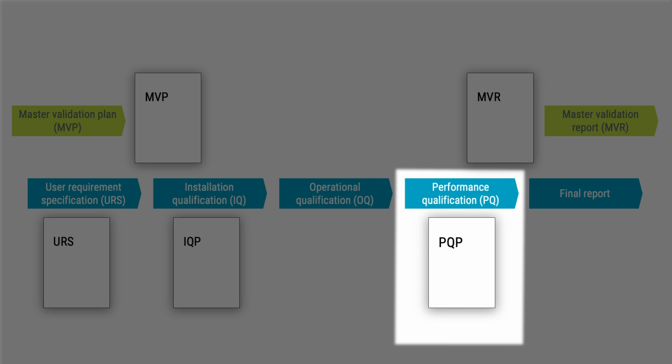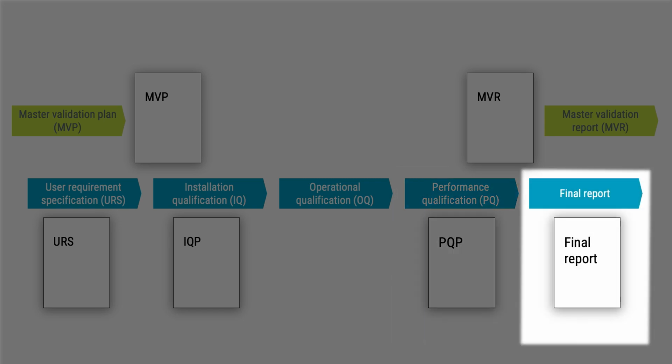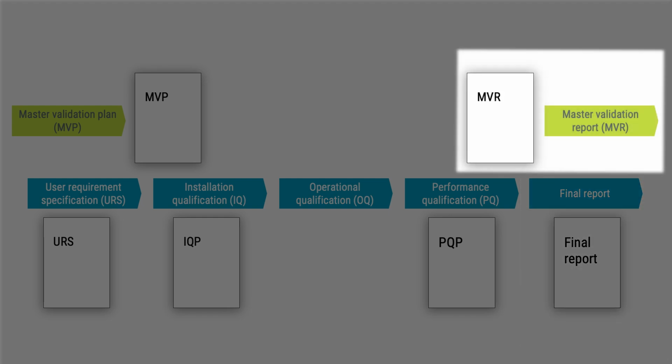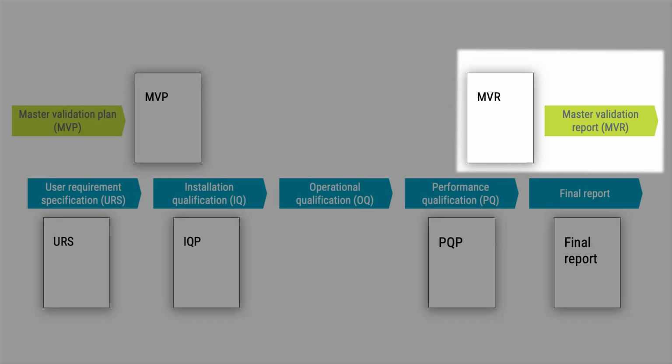In the PQ, you plan the PQP, let different operators during different shifts print labels in accordance with approved instructions, and document the results. A final report references the applicable documents and concludes the status of the validation. And finally, you update the MVR or the MVP with a reference to the final report and the status of the validation, and you are done.